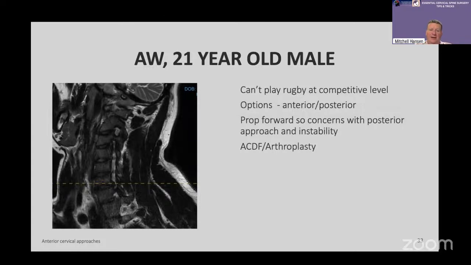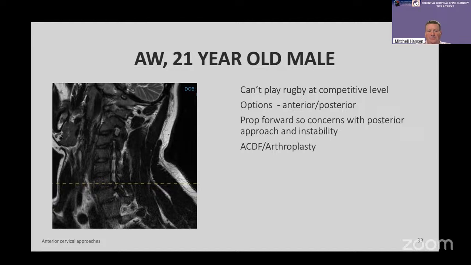He had this MRI, which at the C6-7 level demonstrated a reasonable foraminal disc. So to him, he couldn't play rugby at a competitive level. I could look at options for him from an anterior or posterior approach. The position he plays in rugby is as a prop forward, so I had concerns with a posterior approach, possible instability if we looked at a foraminotomy.